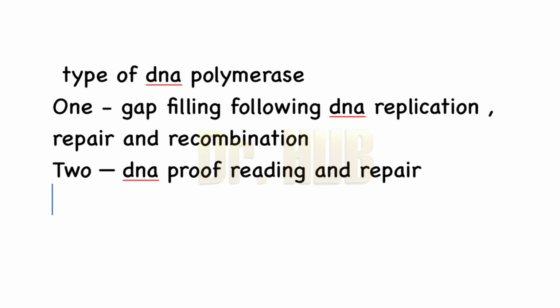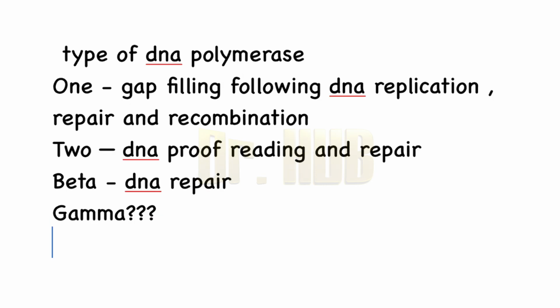So what happens in the eukaryotic enzyme beta? So here there is DNA repair. Then what about gamma? Gamma, it causes the mitochondrial DNA synthesis. Then comes 3. So here in 3 it is epsilon. Epsilon is nothing but a processive leading strand synthesis.